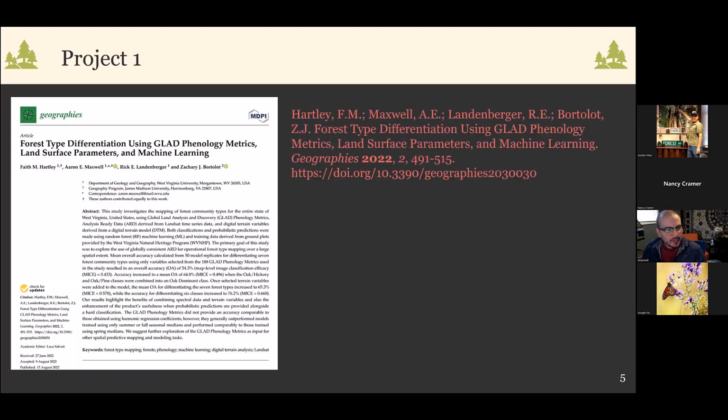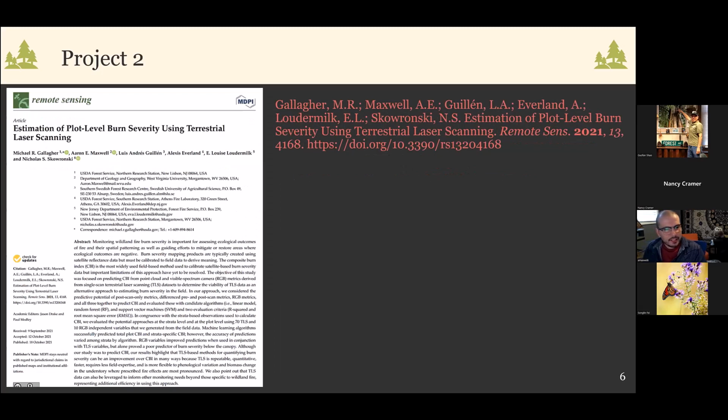The first study that I'm going to discuss was published a few months ago in a special issue of Geographies that Russ Congalton ran as editor. So it's open access if you're interested. And the second study was published in Remote Sensing in 2021, which again is also open access.